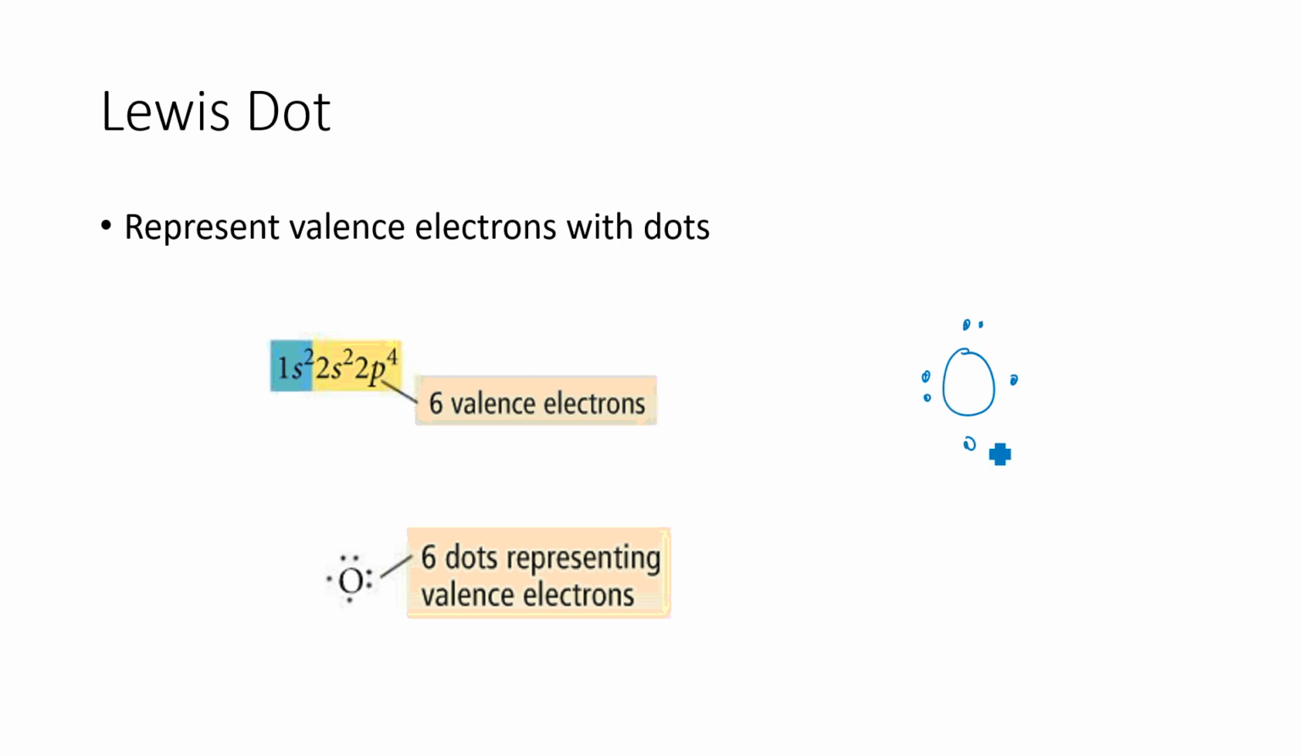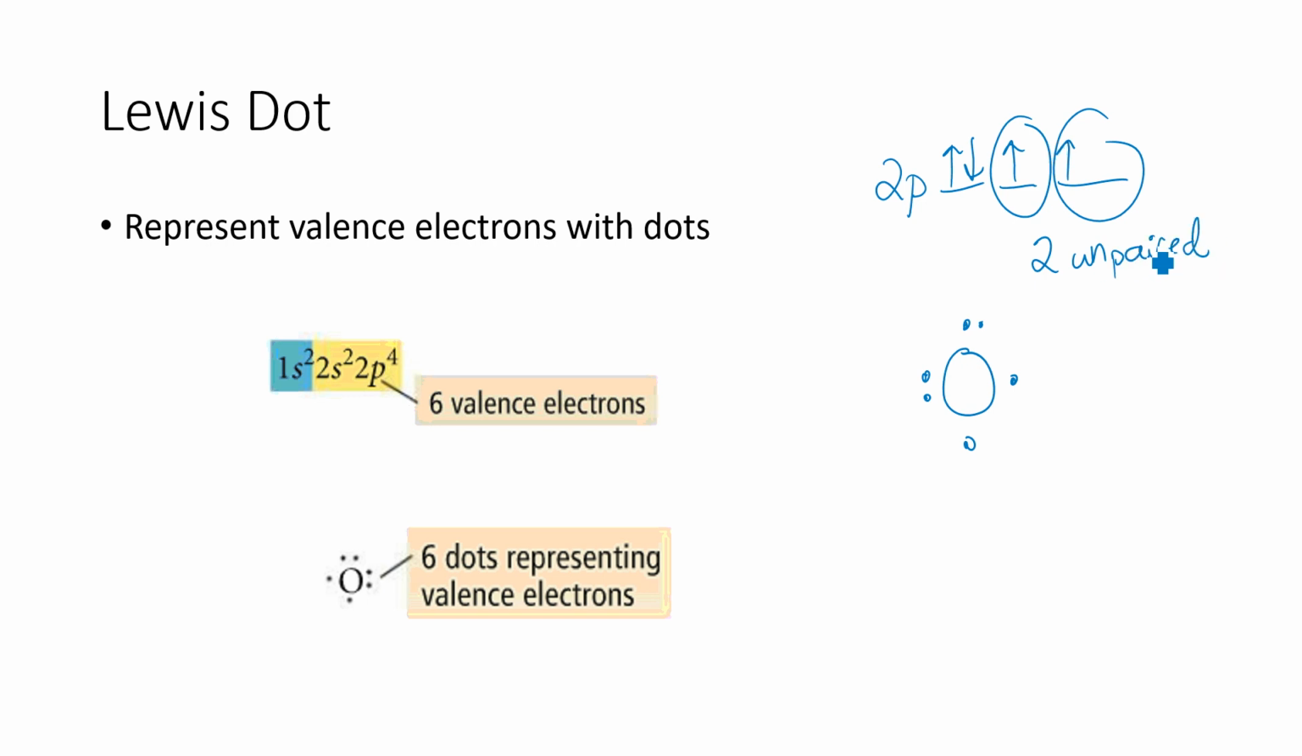And you end up seeing that oxygen has 2 unpaired electrons, and that kind of fits with what's going on in the 2p subshell. It's got 1, 2, 3, 4 electrons there. Notice how it has 2 unpaired electrons. And we'll see that those unpaired electrons are typically kind of spots where you can form bonds. So there's your Lewis dot symbols.